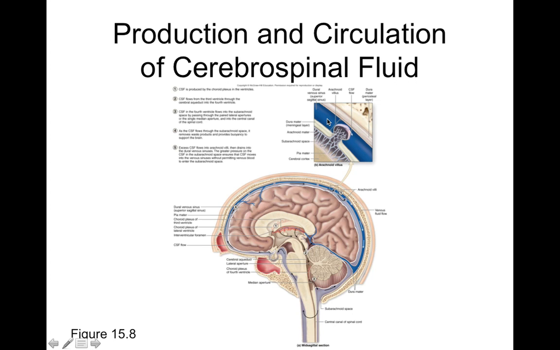So where's CSF made? Choroid plexus, which you find in all your ventricles. Where's it reabsorbed? Arachnoid granulations, right? So that's the general tendencies. It's made in the choroid plexus, and then eventually it finds its way to the arachnoid granulations and the meninges.